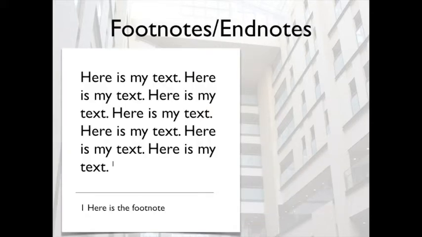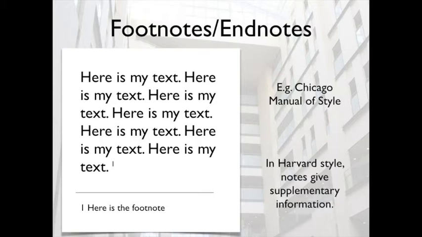There's one other aspect of referencing your work to mention. Some journals and book publishers ask authors to reference their work using footnotes or endnotes rather than in-text references. An example of a notes-based referencing style is the Chicago Manual of Style. However, in the Harvard system, footnotes or endnotes are only used to give supplementary information that has not been included in the main text.